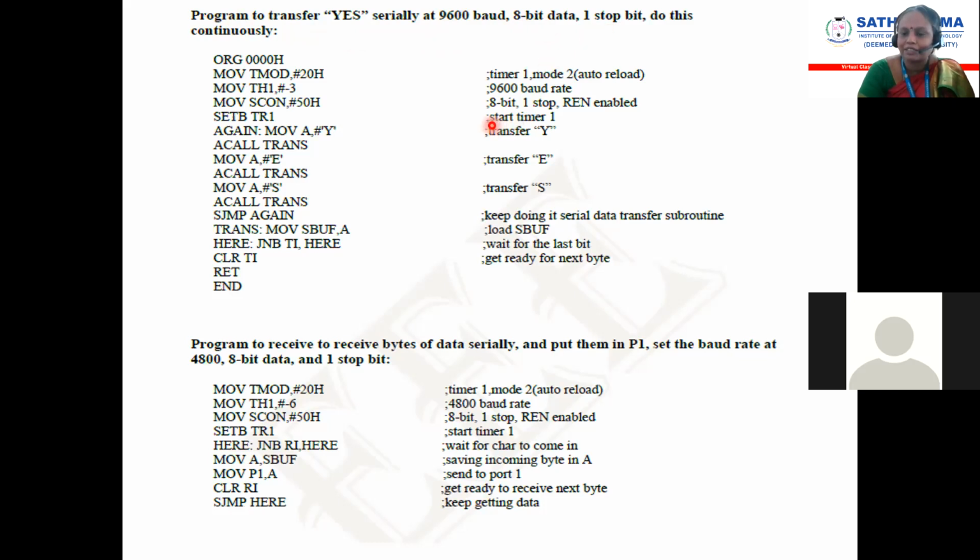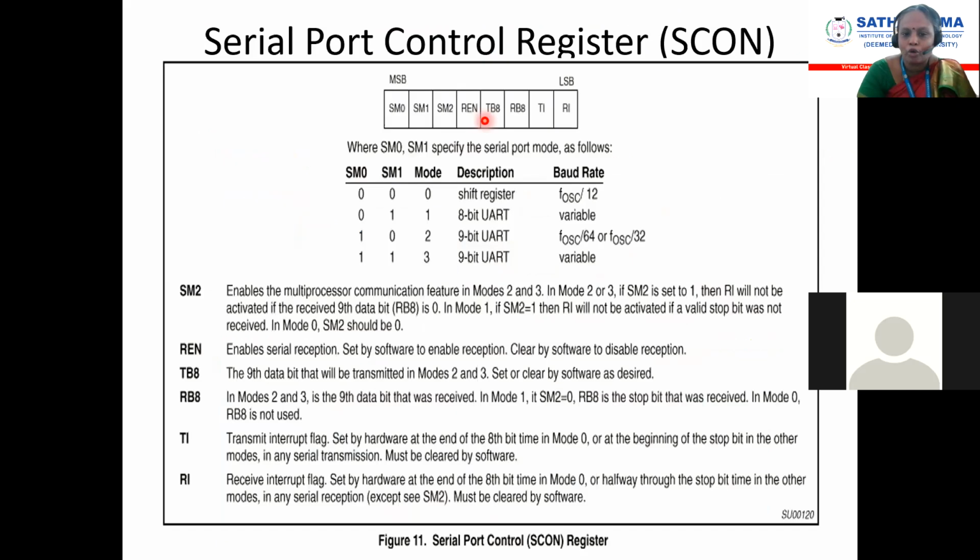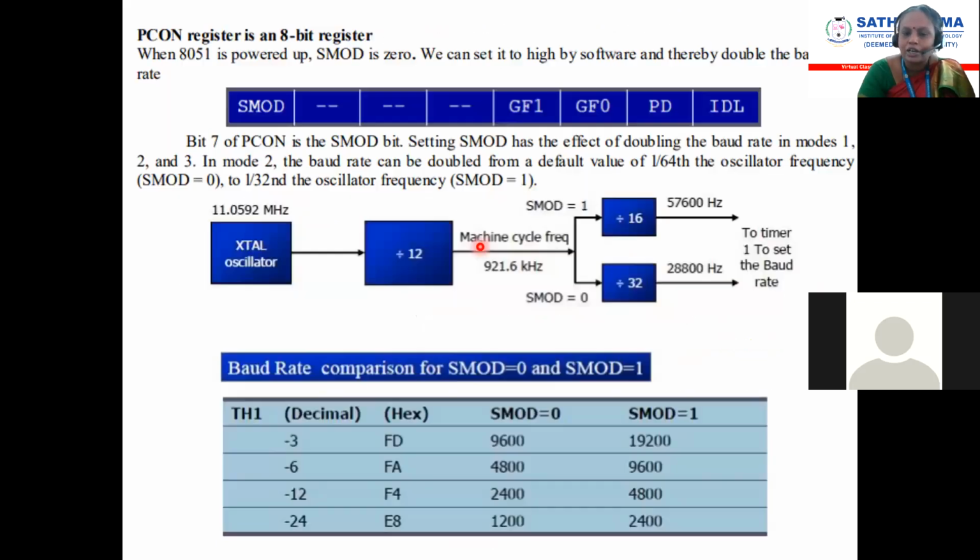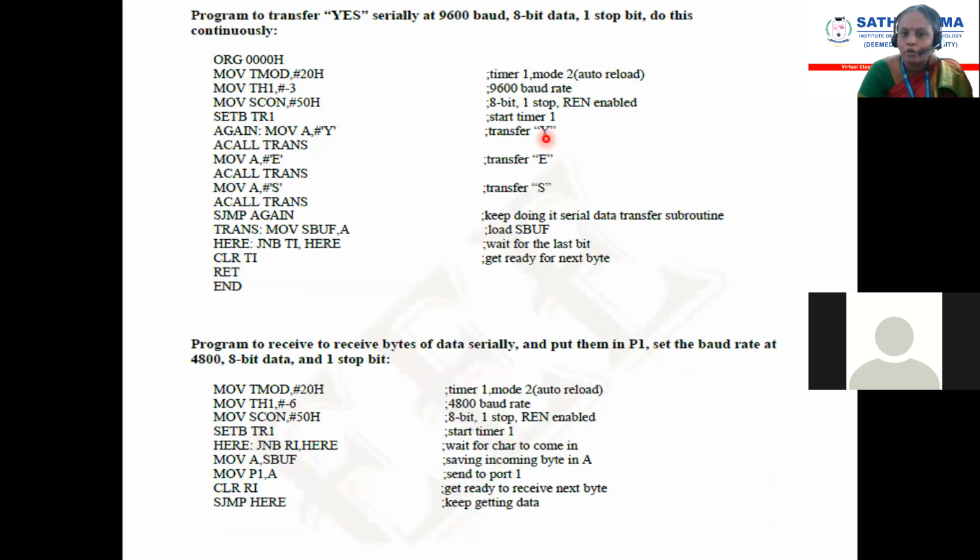Okay, I'm sending 8-bit data because mode 1 is 8-bit data. You have seen that only mode 2 and mode 3 have 9-bit data. Mode 1 means 8-bit data only, and we enabled the serial communication. So this is the program we have explained for transmitting. Now the receiving program, you just see, it is the same thing.